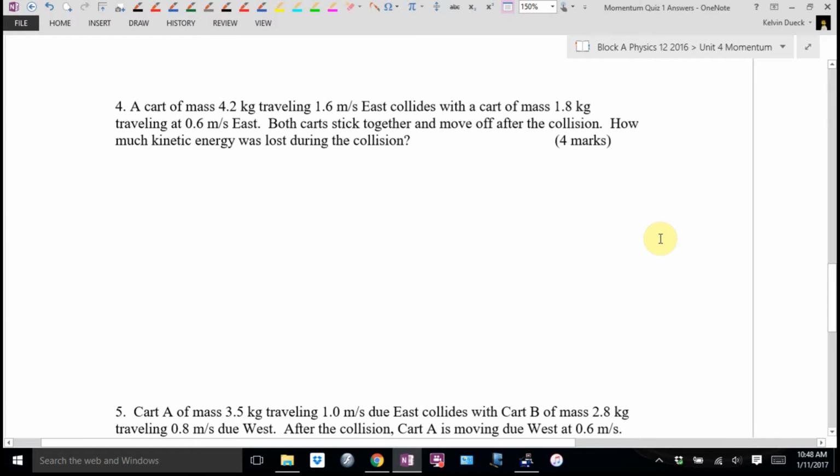Mr. Dewick, you didn't do one like number 4 in the homework. I think I did in the homework. I know I didn't in the lesson. How much kinetic energy was lost during the collision? During the what? During the collision. Okay.